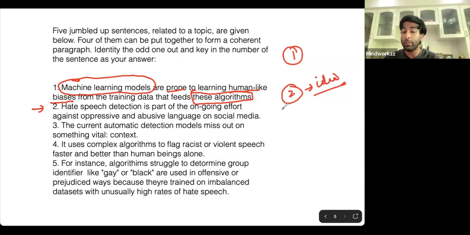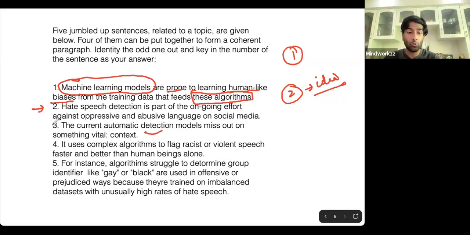Now, sentence number 2 could be the odd one out as well. Who knows? If the other sentences are not talking about something related to hate speech or detecting and all, then sentence number 2 could be the odd one out. So again, very unrelated sentences right now, sentence 1 and 2. If you read sentence 3, the current automation detection models miss out on something vital: context.